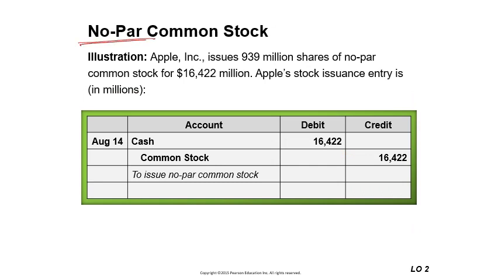So no par common stock, which means the share is issued with no par value. How much one share is, we don't know, we call this no par value. So Apple Corporation issues 939 million shares of no par common stock for 16,422 million, right? The entry would be cash to common stock, simple, because we don't know how much one share is worth. So just receive cash to common stock, total amount this much.